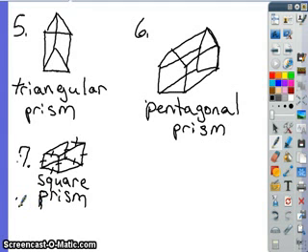All right, and number 8, prism or pyramid? Pyramid. Pyramid, it comes to a point, I always think of Egypt. Whatever I can do to remember something, I really try to do. And the shape of the base is what figure? Triangle. So that is a triangular pyramid.